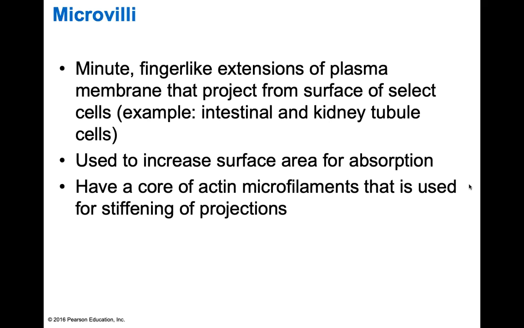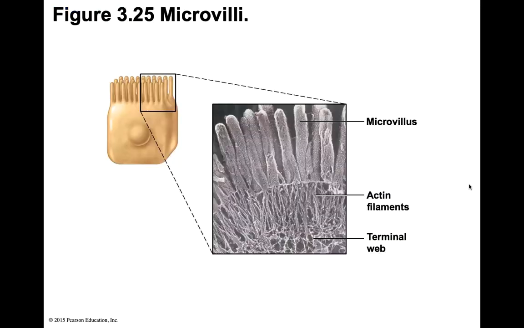The microvilli that I talked about, that are increasing the surface area of your intestines. They're these tiny, tiny little finger-like extensions of the plasma membrane that project from the surface of select cells, like our intestinal cells, our kidney tubule cells. They increase the surface area for absorption, and they have a core of actin microfilaments that's used to stiffen the projections to make them have a little bit more of a rigid structure. And this is what they look like. So these are smaller than our cilia and our flagella, and they're there for increased surface area to help increase the rate of absorption of nutrients and water.